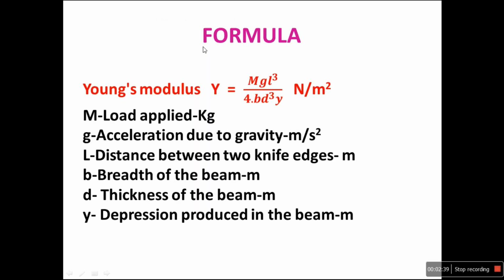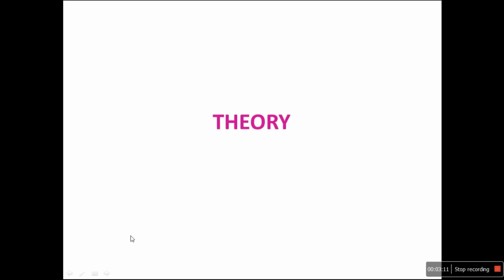And this is the formula used to find the Young's modulus of the material of the beam. Y is equal to mgL cubed divided by 4bd cubed y. Here capital Y is the Young's modulus, and small y is the depression produced in the scale. m is the load applied, g is the acceleration due to gravity, L is the distance between two knife edges, b is the breadth of the beam, d is the thickness of the beam, and y is the depression produced in the beam.